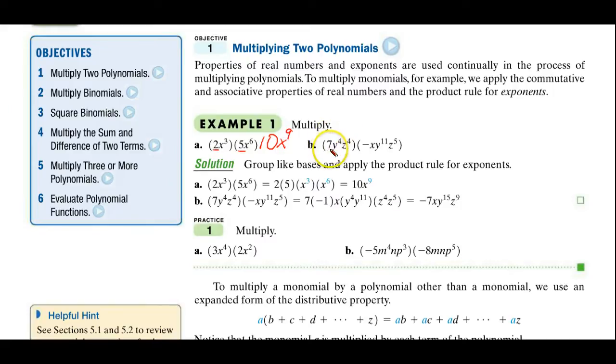Now in letter B, again the coefficient here is a negative 1. So negative 1 times 7 will be a negative 7. Y, add your exponents, to the 15th. Z to the 9th. Again, pretty straightforward, multiplying a monomial by a monomial.